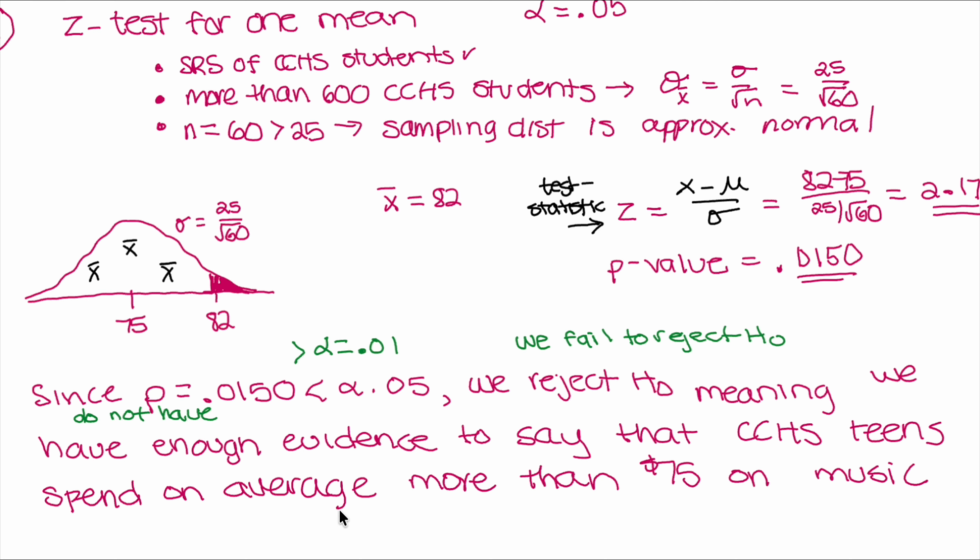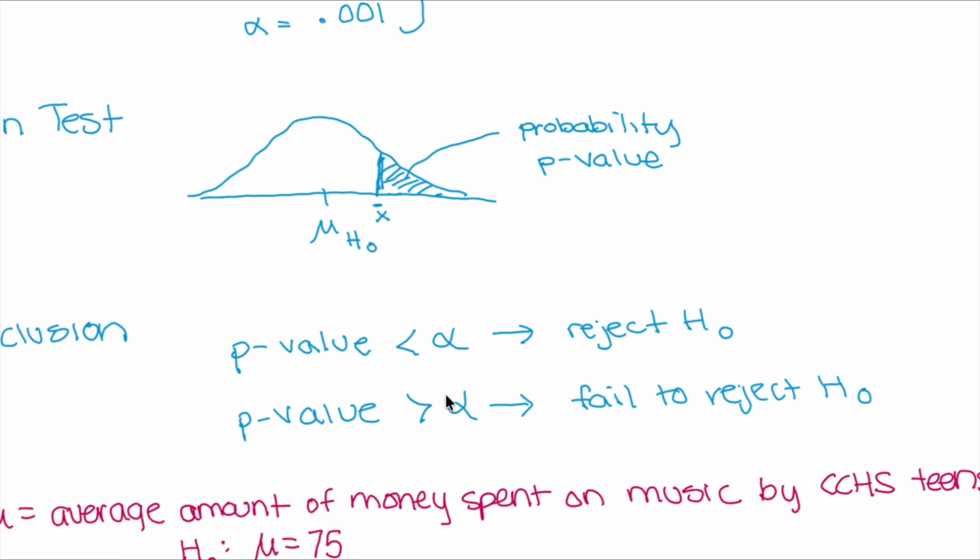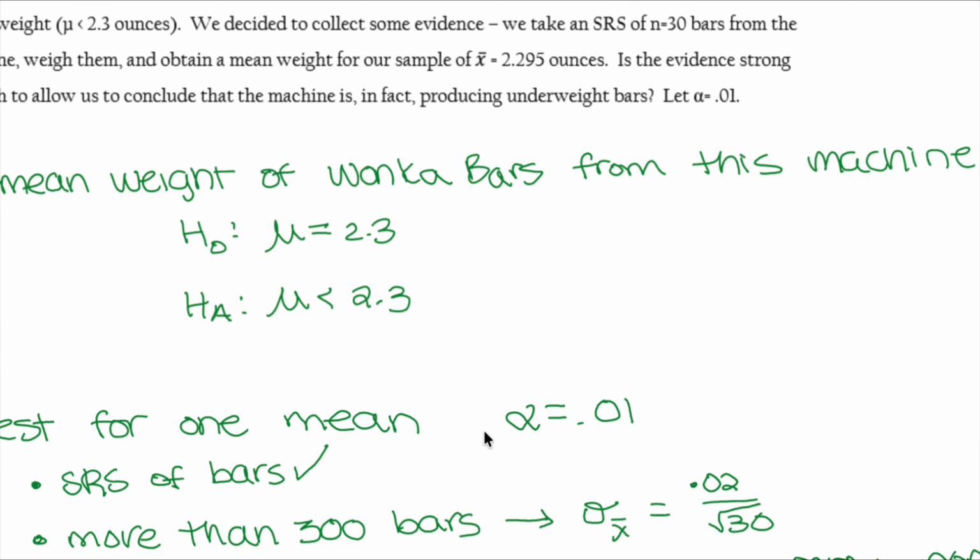And then, remember what we did in the notes before: if p is less than alpha, then we reject the null hypothesis. If it's greater than alpha, we fail to reject the null hypothesis. We never say we accept or agree with it; we say fail to reject.